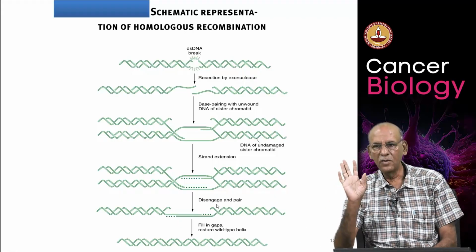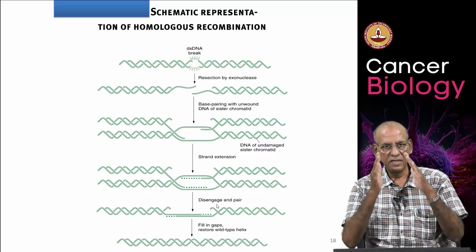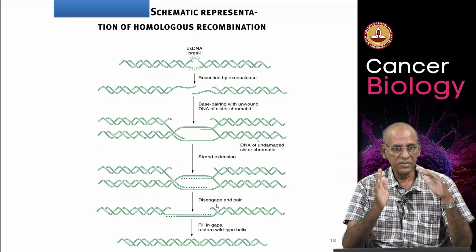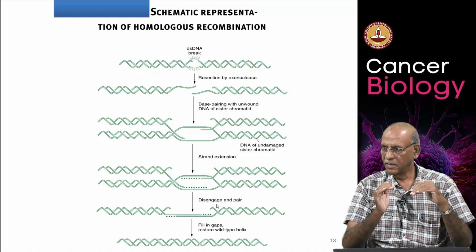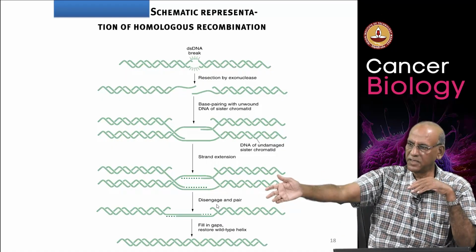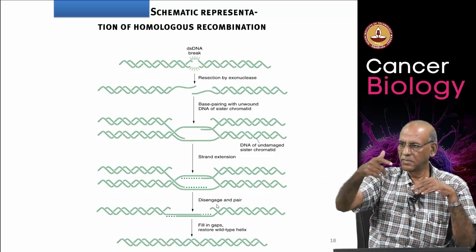So, all you need to know is that when there is a double strand DNA break, the exonucleases act upon it and create long sticky ends in both the strands, right.